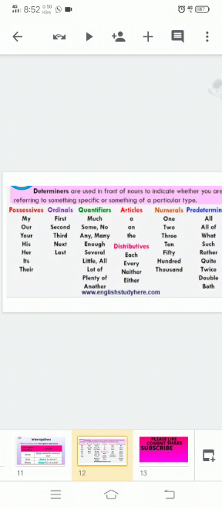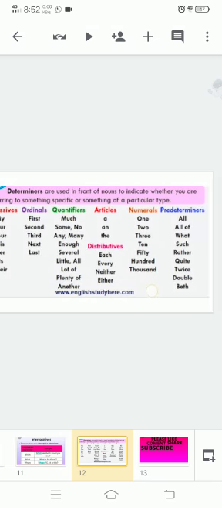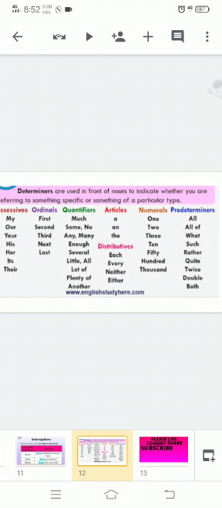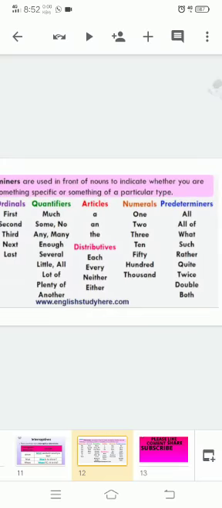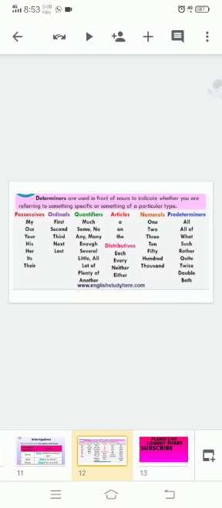Quantifiers: much, some, no, any, many, enough, several, little, all. That says about the quantity. A lot of, plenty of, another. Articles: a and the. Distributives: each, every, neither, either. Numerals, the cardinal numbers: 1, 2, 3, 10, 50, 100, 1000 also come in this. And the predeterminers include all, of, what, such, rather, quite, twice, double, both. Okay, so this is about our determiners.